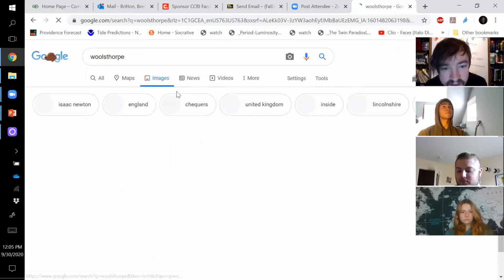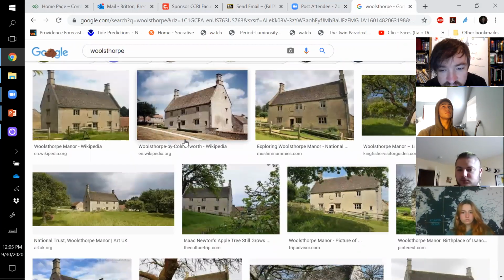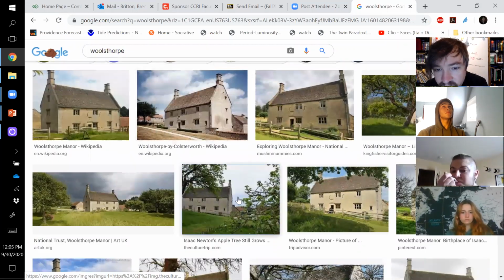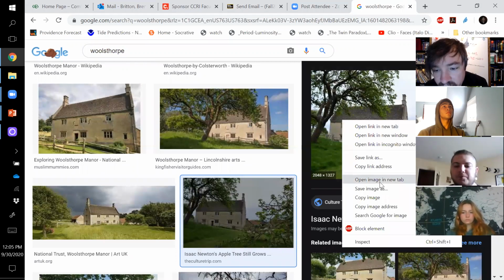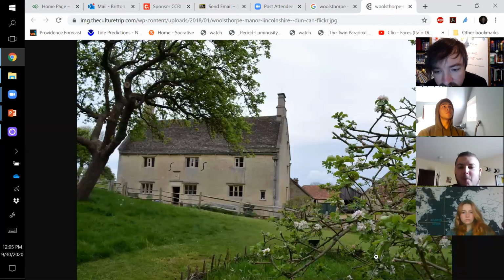Woolsthorpe Manor is the name of Isaac Newton's ancestral home. And believe it or not, that house still stands today. Here's a picture of it with an apple tree in the front yard. I think the apple tree is here, actually. That doesn't look like an apple tree.